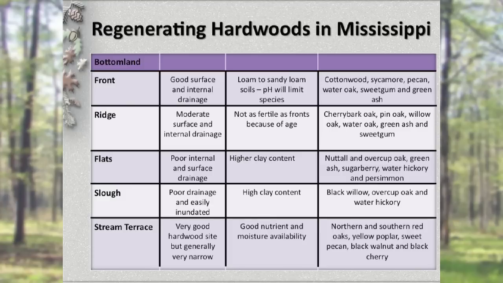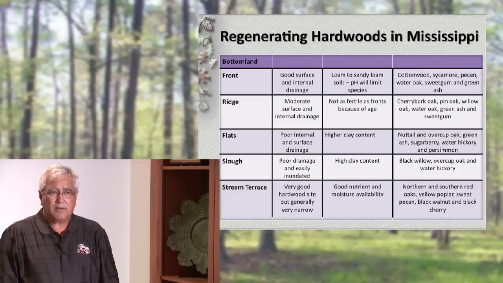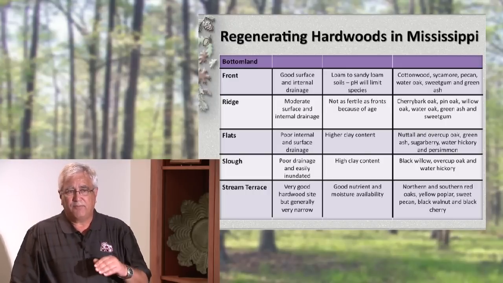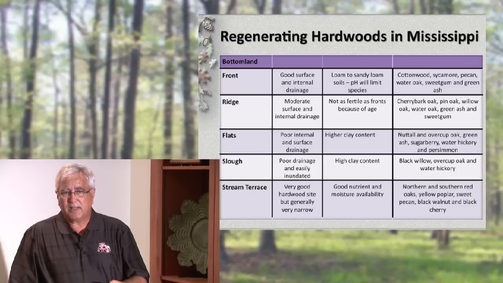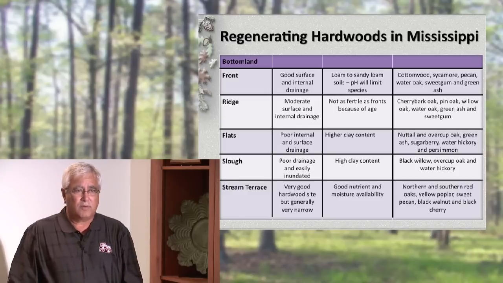They have a higher clay content, and you find species of a little lower value, not all oak, overcup oak, some high value like green ash, but then you tend to get some more undesirable species such as sugarberry and water hickory. A little lower, we find our slough areas. These have poor drainage and are really easily inundated. They have a very high clay content. The only species that you find here are those that can actually live in poorly drained areas, such as black willow, overcup oak, and water oak.